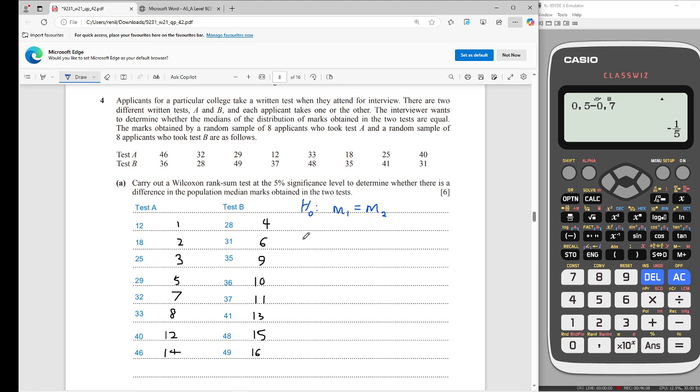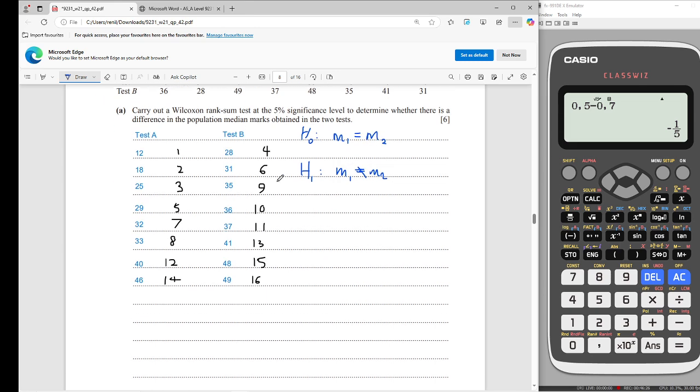It always stays the same for Wilcoxon or any test, actually, even t-tests, except we have means instead of median. Here the alternative will be m1 is not equal to m2. So m1 can either be greater than or lesser than. So we're going to look at both sides of the tail, meaning that it's a two-tailed test. Okay, so moving on, let's find our test statistic.